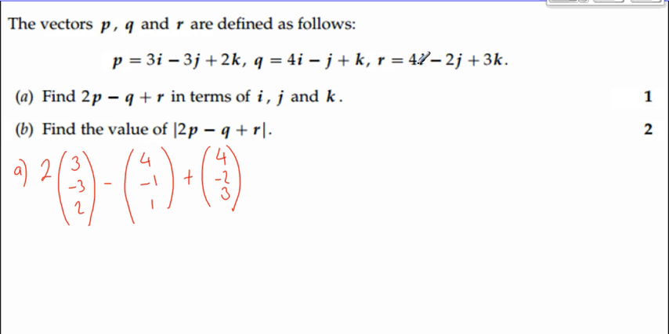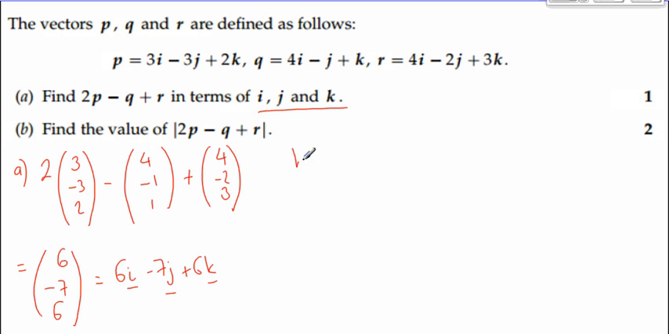Now that comes from the coefficient of i, the coefficient of j, and the coefficient of k in each case. So putting them together, 2 3s are 6, take away 4 is 2, add 4 is going to be 6. 2 times -3 is -6, take away -1 is -5, add -2 is -7, and then 2 2s are 4, take away 1 is 3, add 3 is 6. So there's your column vector. It is asking to put it in terms of i, j, and k though, so that's equal to 6i minus 7j plus 6k.